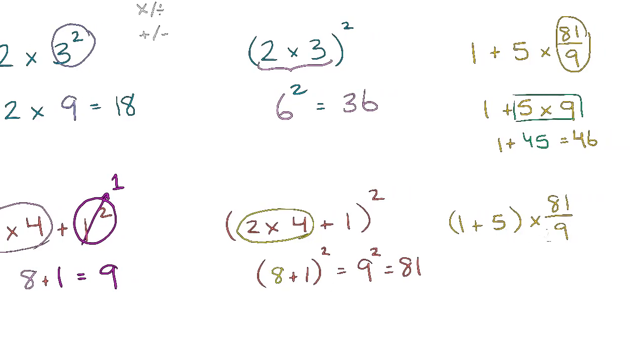Now we have one more right over here that looked very similar to this one, except once again we have parentheses. That's making us do the addition first. Without parentheses, we would do the multiplication and the division first. But here we see that 1 plus 5 is 6. And then we have this 81 over 9, which is 9. So this simplifies to 6 times 9, which of course is equal to 54.